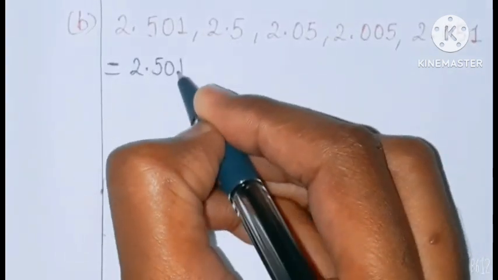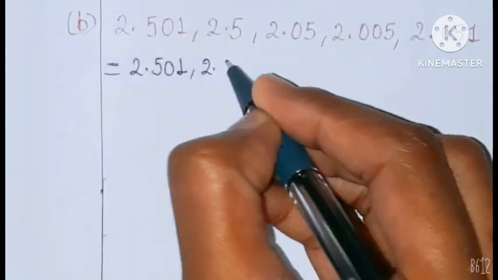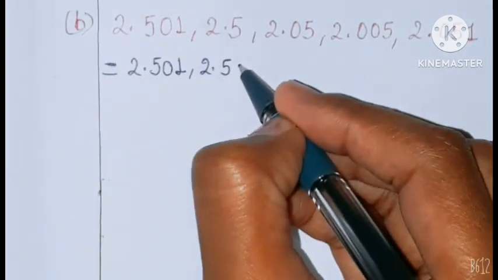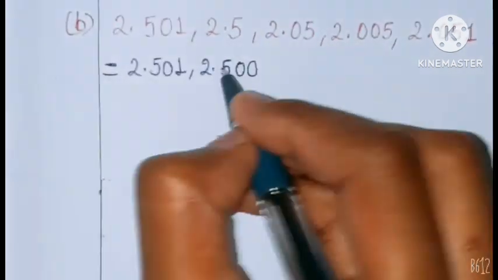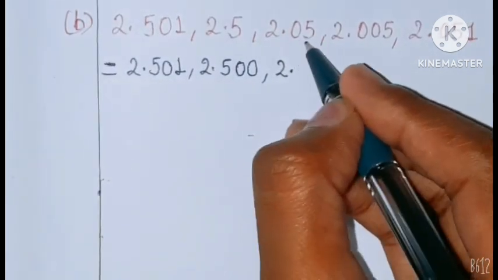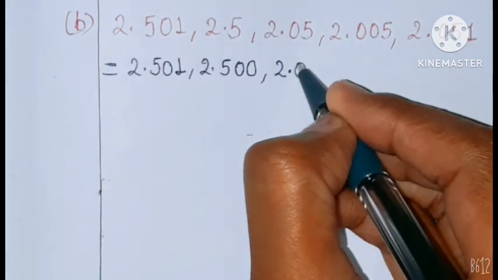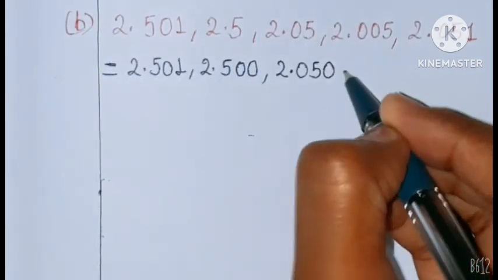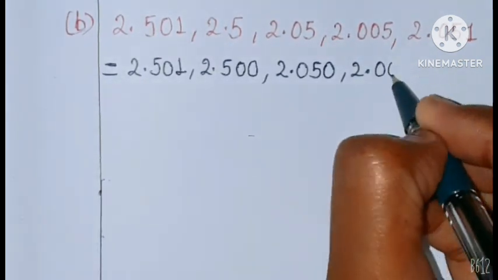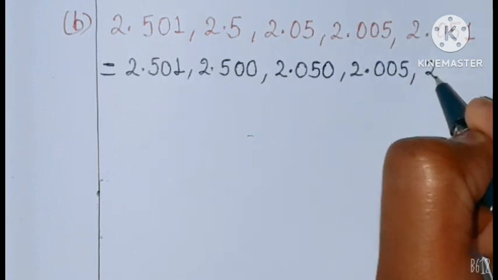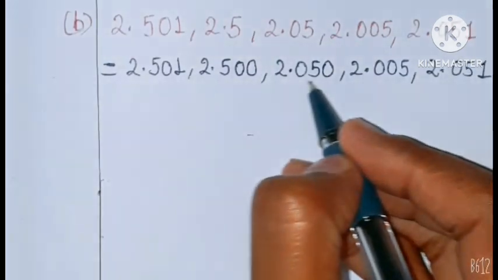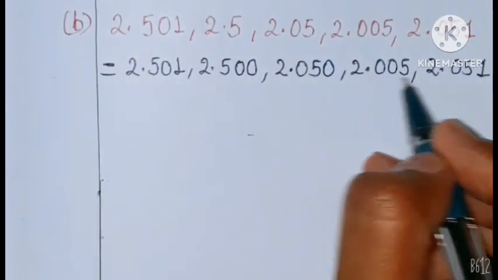2.501, then 2.5. Here after decimal only one digit is given, and to make it like, we will add 00 here. Then here after decimal only two digits are given, so we will add 0 more. Then here 2.005 and 2.051. So here it is all changed into like decimal, as after decimal only three digits are given.